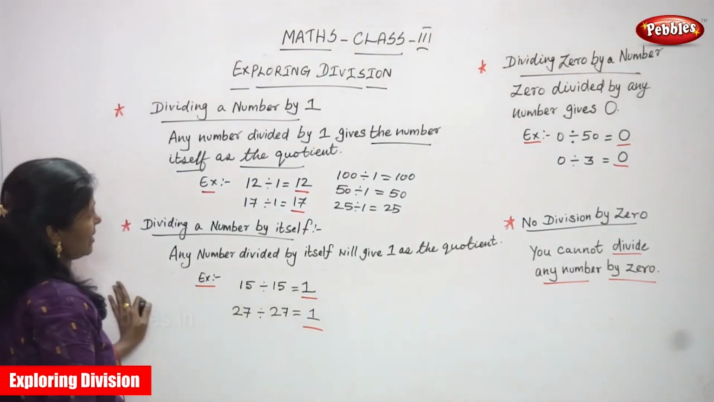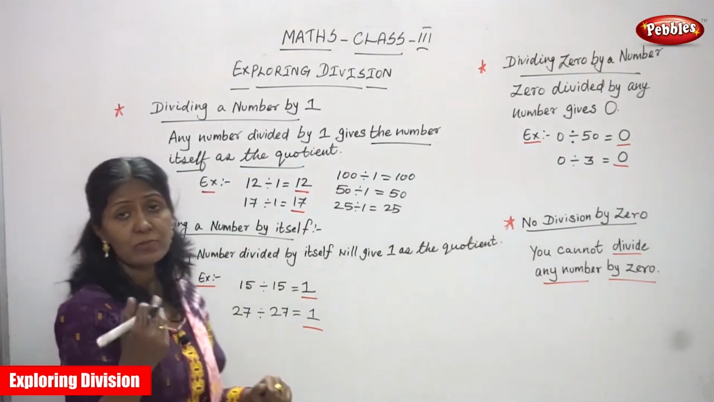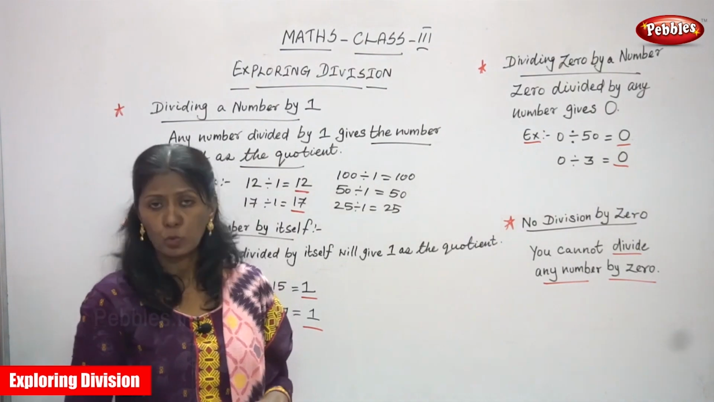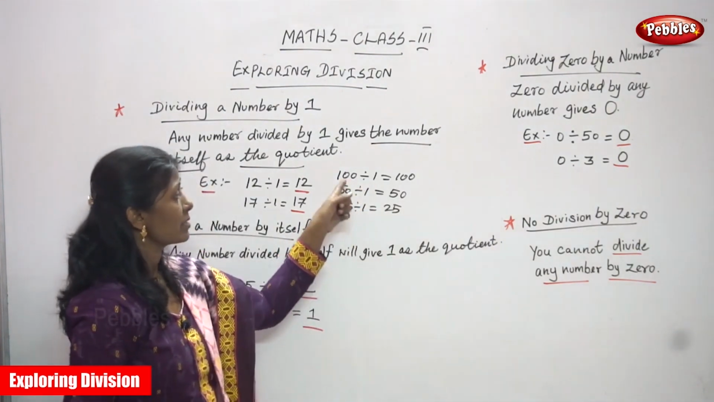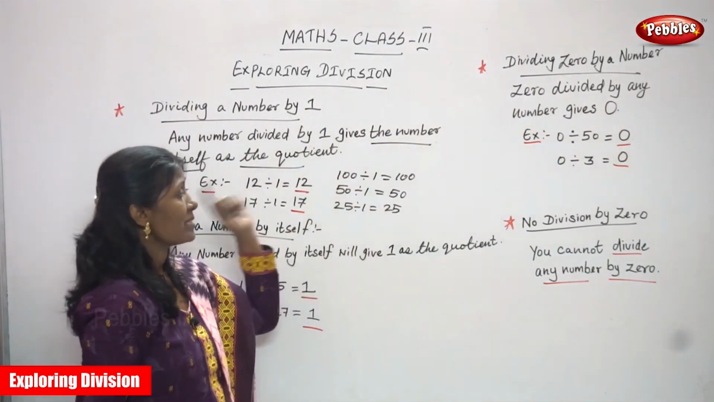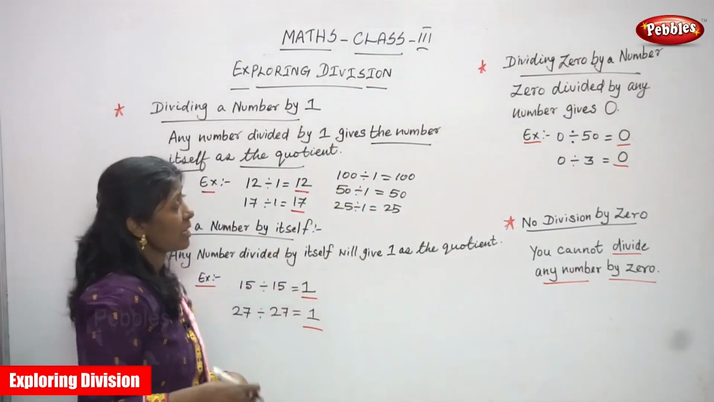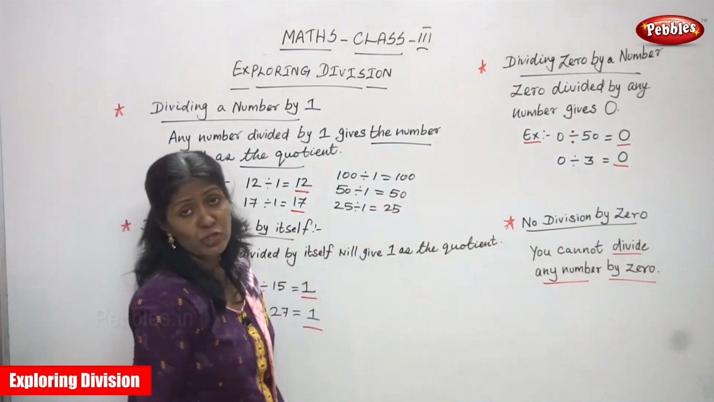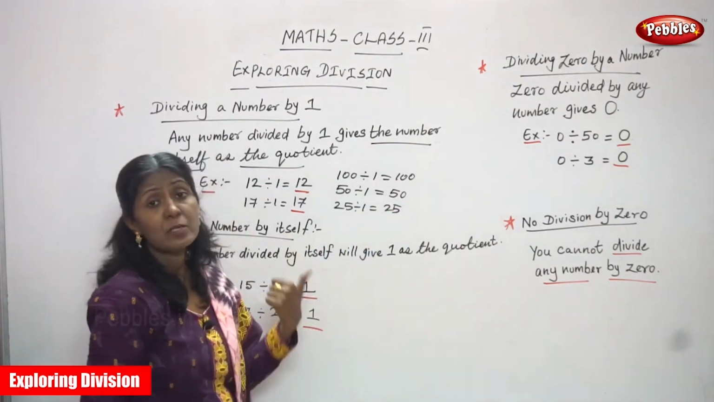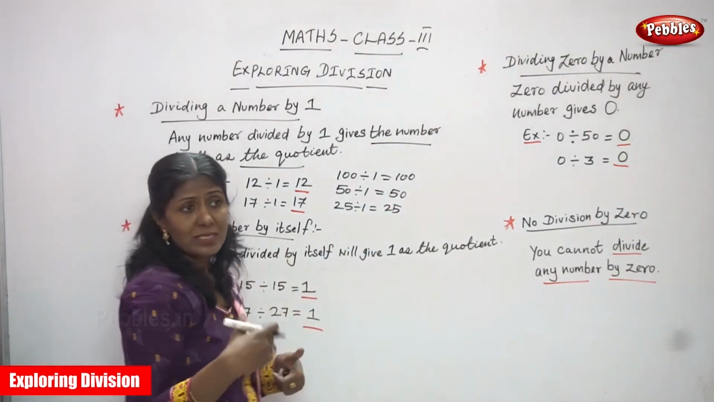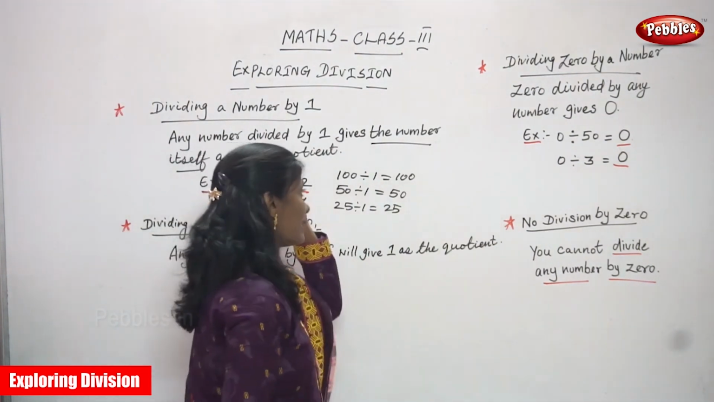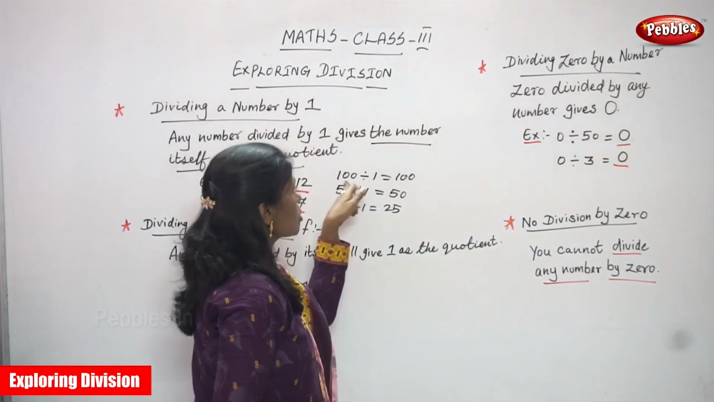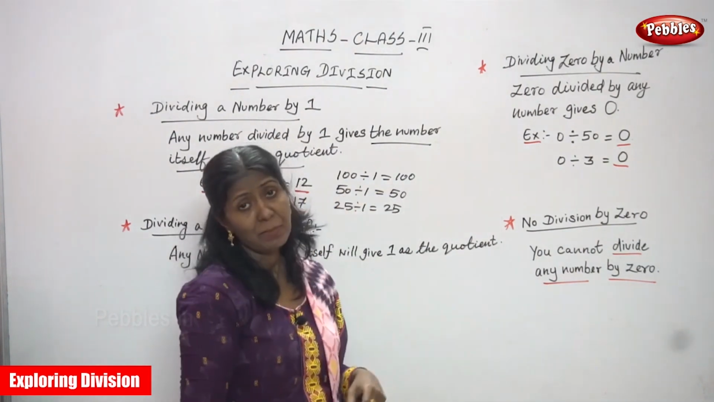I think you understand. Any number divided by 1 gives the number itself as the quotient. This is the right answer. So 100 is divided by 1. That means 100 is the dividend and 1 is the divisor, and the quotient is the same number itself, 100.